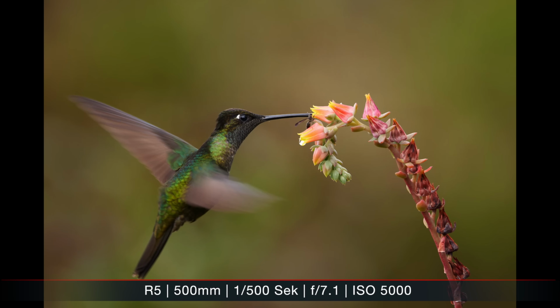I actually ended up using my RF 100-500 a bit more because I could get a bigger magnification than with the 600mm f4.